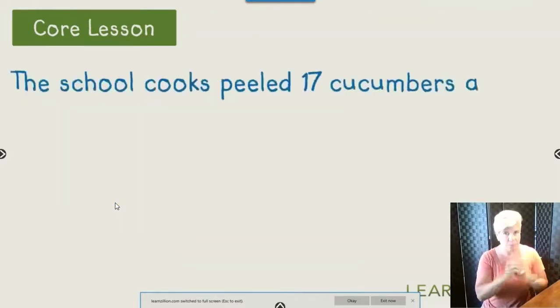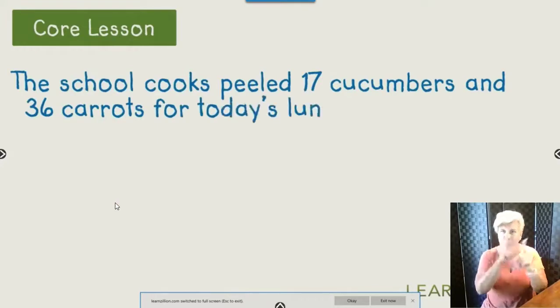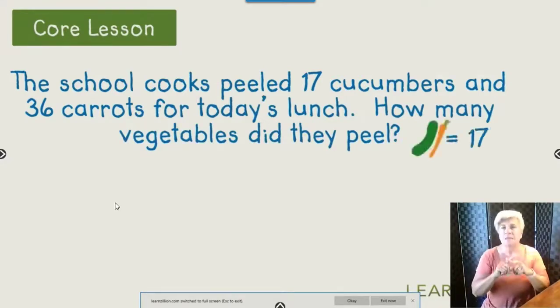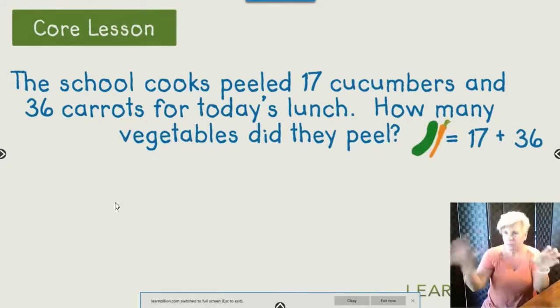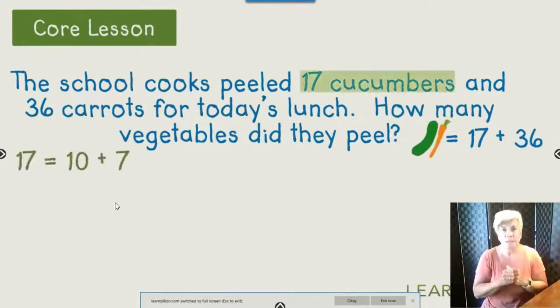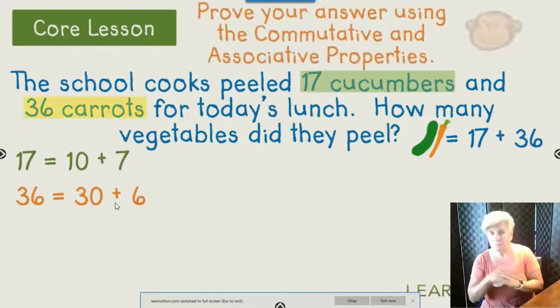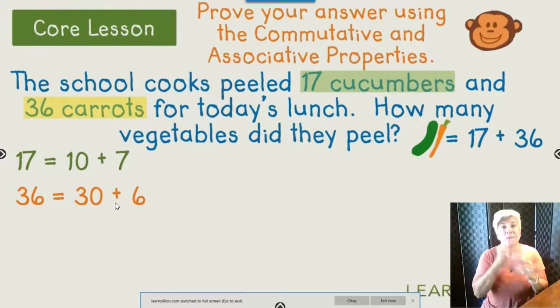The school cooks peeled 17 cucumbers and 36 carrots for today's lunch. How many vegetables did they peel? Again, this is an addition situation because we're putting together different kinds of vegetables. The monkey can break each number into tens and ones, and then he can prove his answer using the commutative and associative properties.